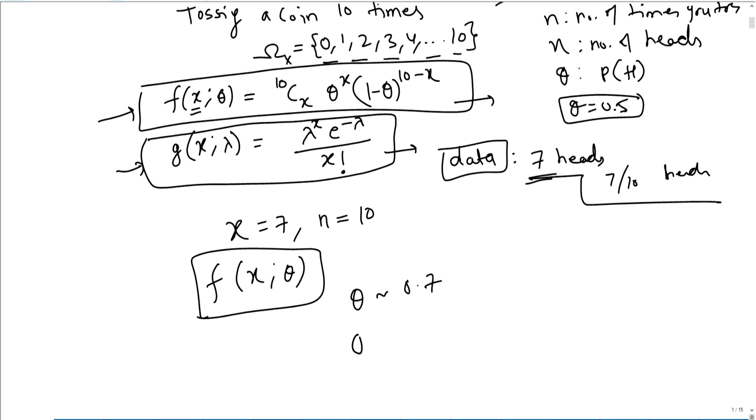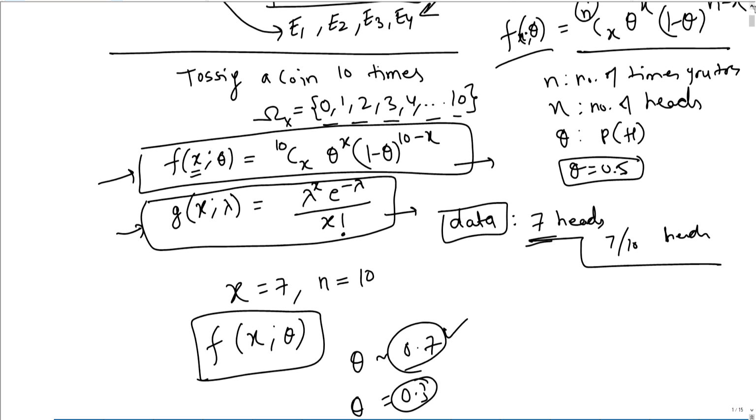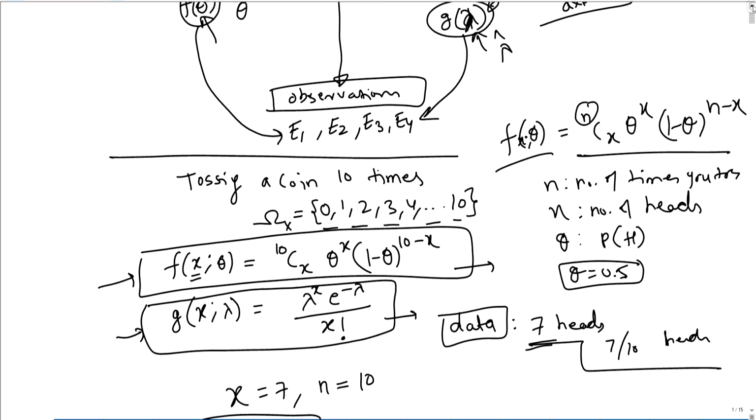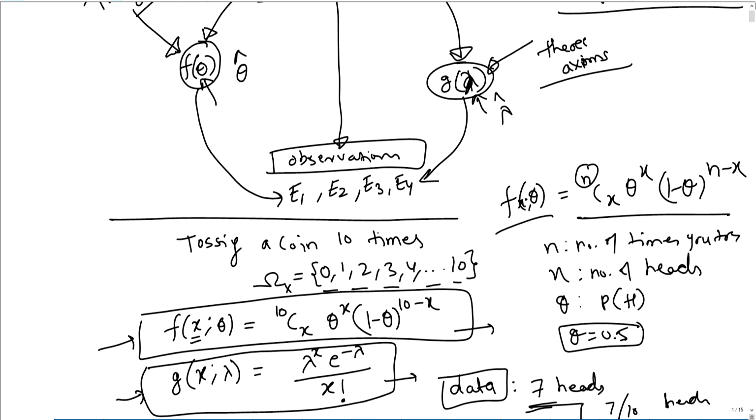So, theta can't be 0.3, for example. I mean, it can be, but it is very less likely. So, the more likely value of theta is around 0.7, and the less likely value of theta is around 0.3. This is called parameter estimation. What we are saying here is that we have already made an assumption that the data is coming from f of theta. But under that assumption, what are the more likely values of theta that would have generated this data? That is called parameter estimation.